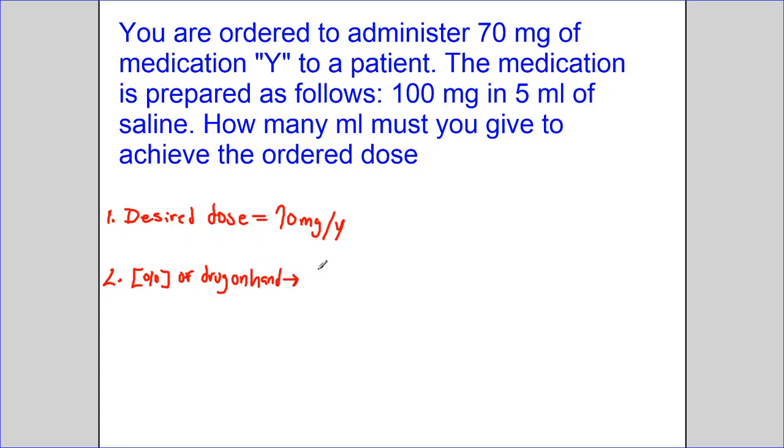And so it says that we have 100 milligrams of this drug Y. Okay, it's going to be in 5 mils. So we do the math. Take your 100 and you divide by 5. And what do you know, that would be 20. So we're going to have 20 milligrams of Y per mil.